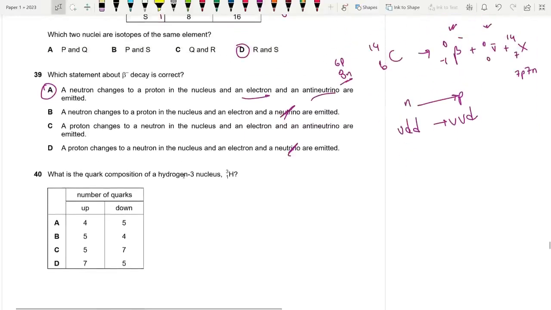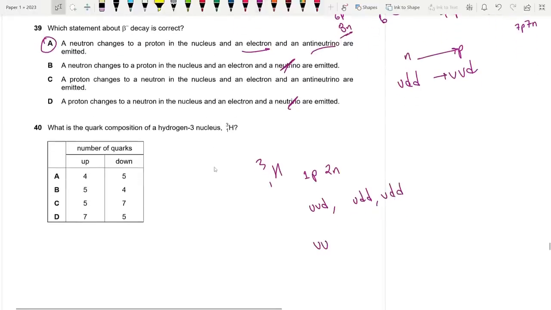40. What is the quark composition of hydrogen 3? Tritium, H 3 1. So this has one proton and 2 neutrons, right? So one proton is UUD. For the 2 neutrons, it's UDD, UDD. So in total, up: 1, 2, 3, 4 U's, and D: 1, 2, 3, 4, 5. So that's 4 U's and 5 D's. Okay, so I'm going to go with 40.